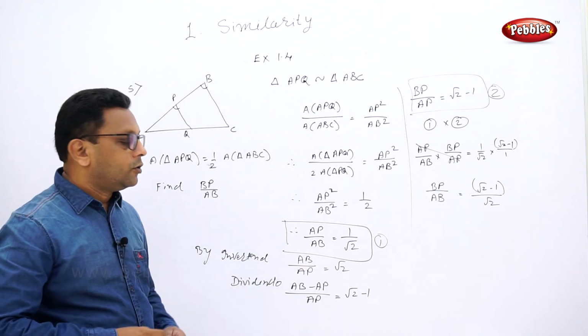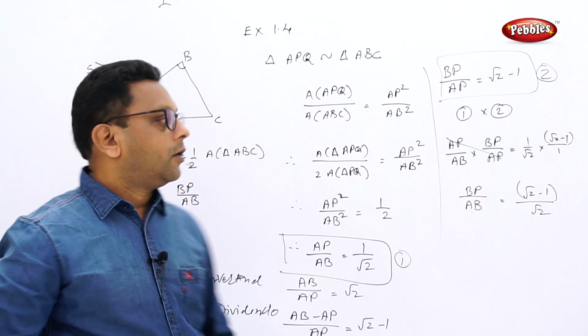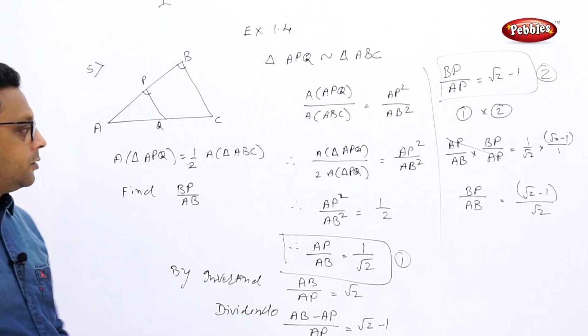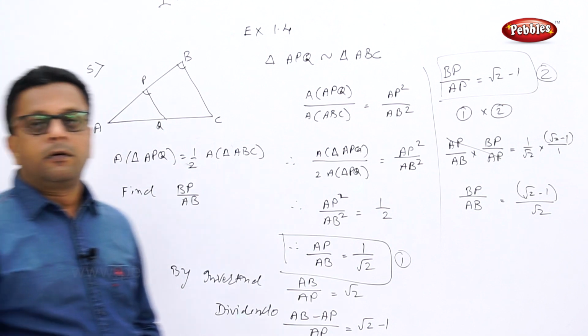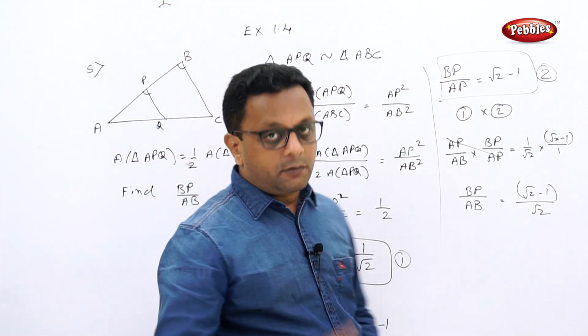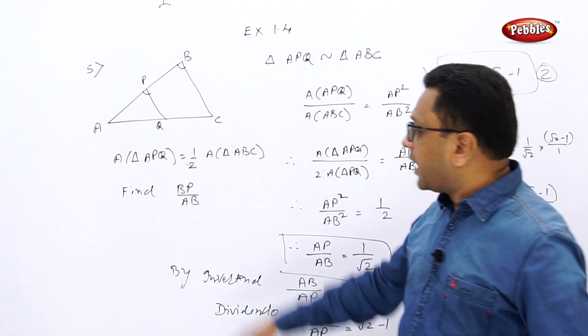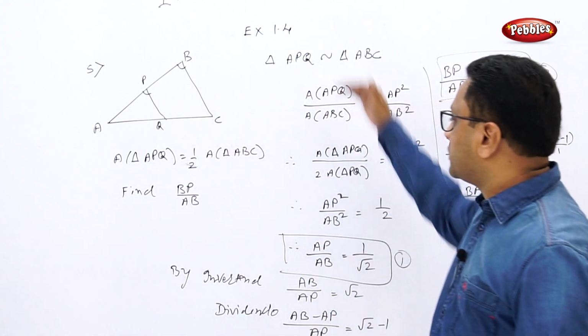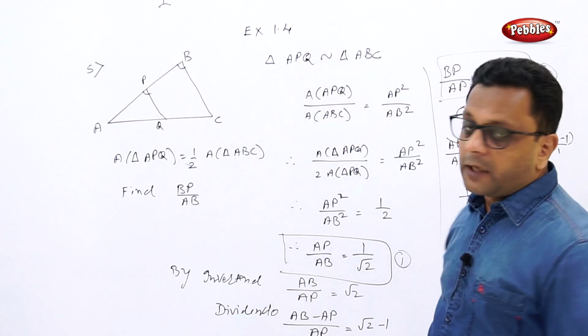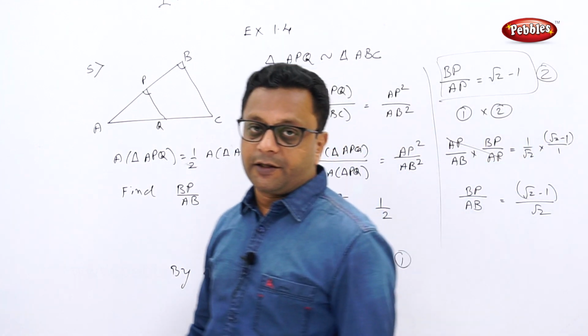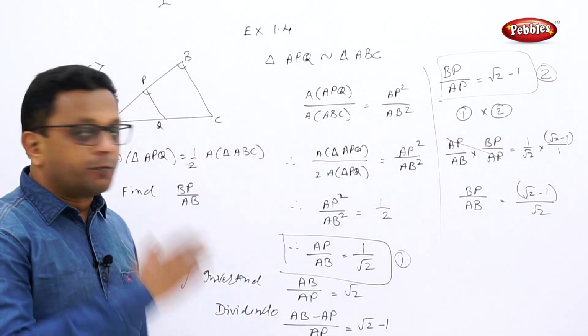This is your final answer. So I hope you have understood this. So please pause your video here and solve this example by yourself by writing properly all the steps. You have to prove also that these two triangles are similar triangles. So please do it now.